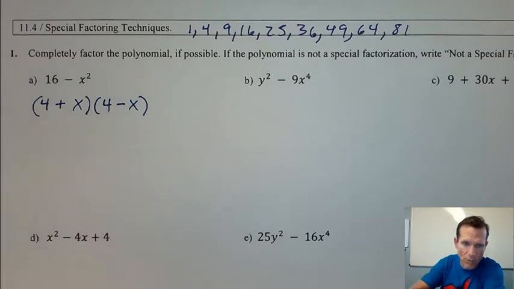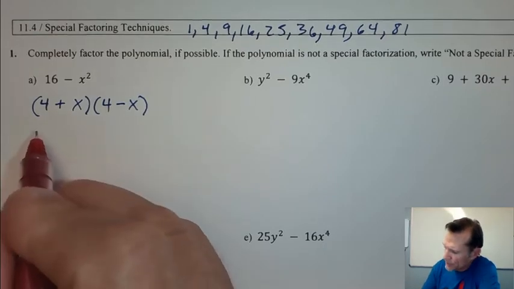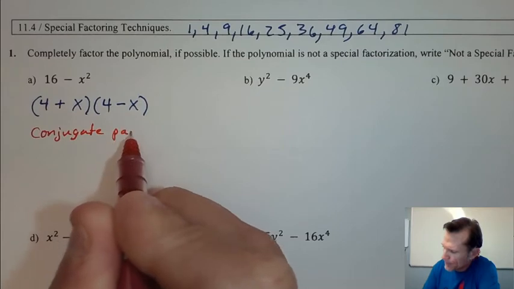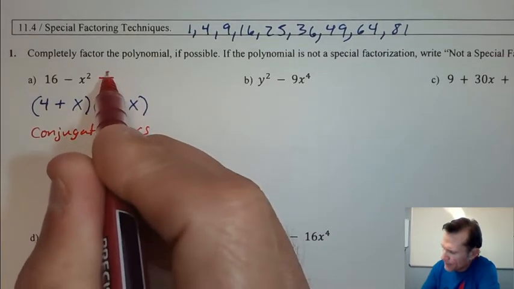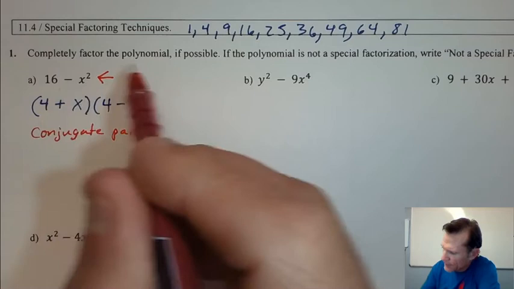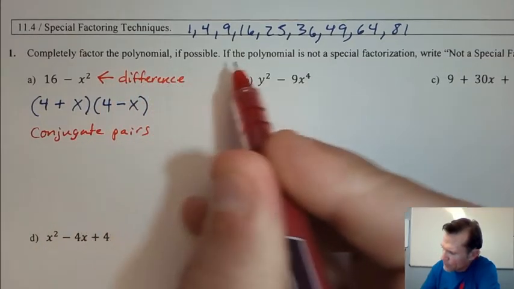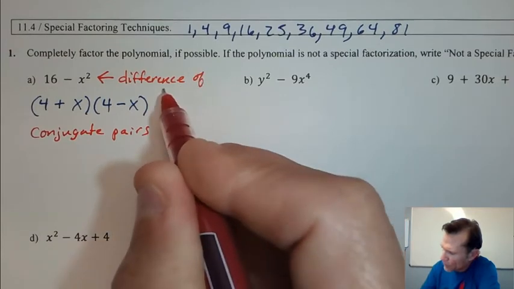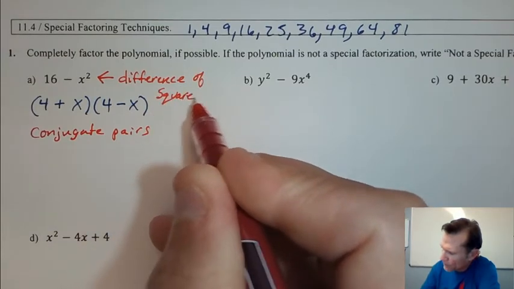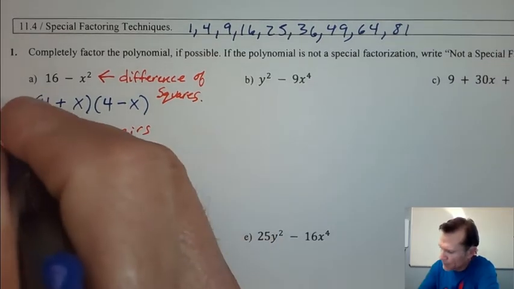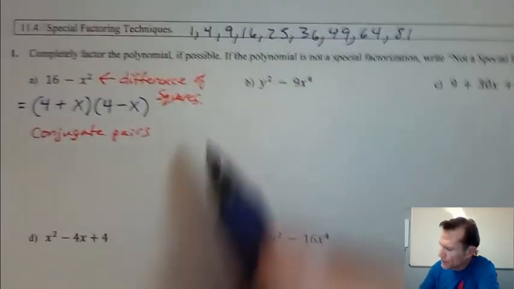Okay, and what this is called when you see something like this is conjugate pairs. All right, and so this thing right here, since the sign in the middle is a minus, is called the difference of squares. And so it has a little ring to it. The difference of squares factors into conjugate pairs. Okay, so this is the conjugate pairs here.